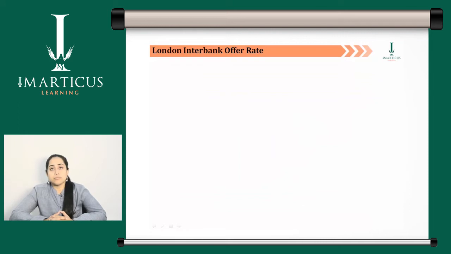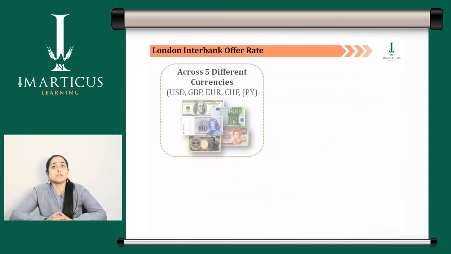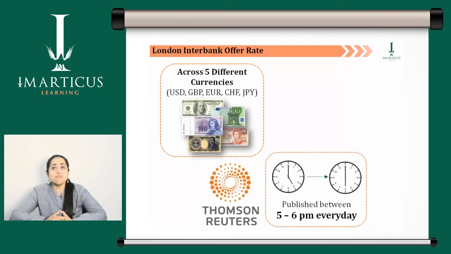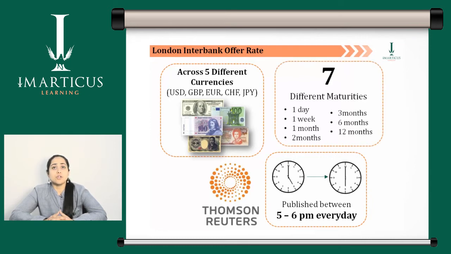So, how are Libor rates calculated? Libor rates are calculated across 5 different currencies, which include the US dollar, the British pound, the euro, the Swiss franc, and the Japanese yen. At around 11 a.m., the banks inform Thomson Reuters the rate at which they are borrowing from the market, and the rates are kept confidential. Later, these rates are published between 5 p.m. to 6 p.m. daily. Libor has 7 different maturities, which are 1 day, 1 week, 1 month, 2 months, 3 months, 6 months, or 12 months.